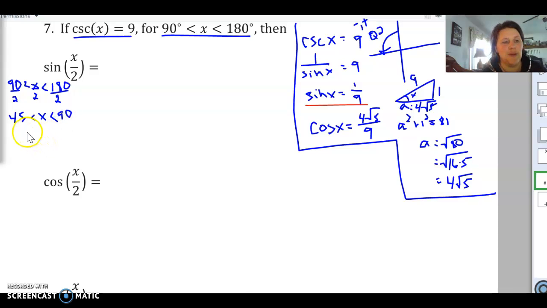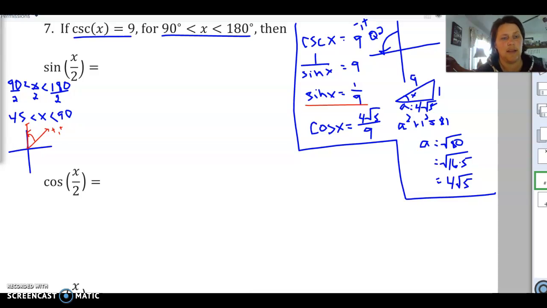So now what happened? We just changed quadrants. Now we want our x over 2 value to be between 45 and 90 degrees. So now what do we know? If it's a half angle identity that we're looking at, our cosine values are going to be positive. In quadrant 1, we have positive sine values as well. So we'll remember that as we find these answers.